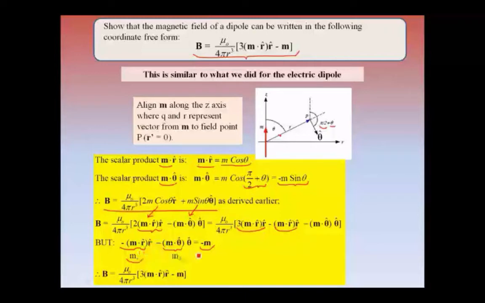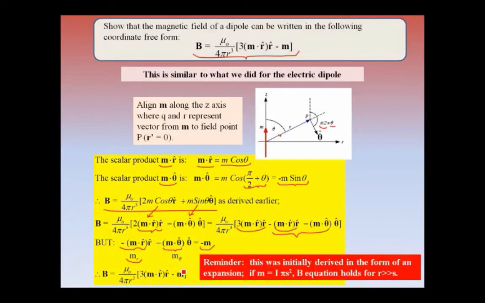So putting that back in here, if you look at our expression, then you can put in for the minus m here: you'll have 3 times m dot r hat minus m. This is coming from this combination right here. Here's m dot r hat, and here's m dot theta hat. So we can just replace that last set of terms with a minus m, and that gives us the expression that we wanted.